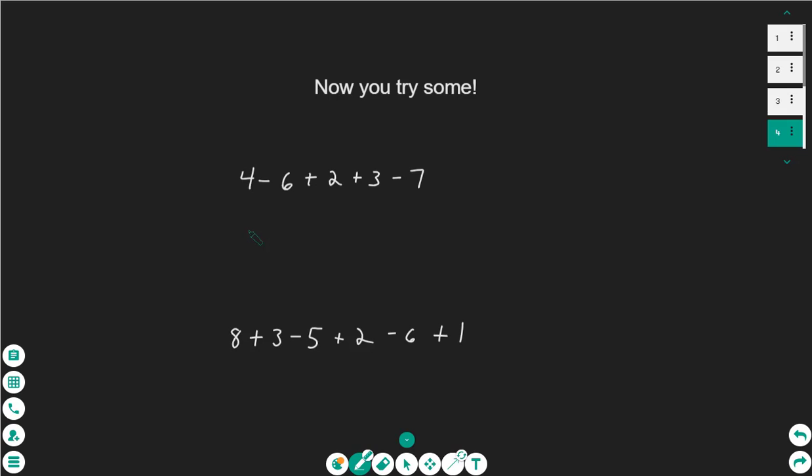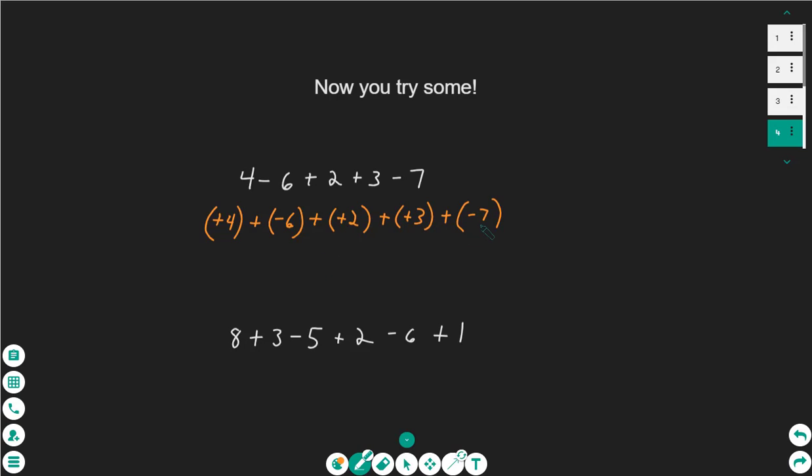So to begin with, we start by putting everything in parentheses. So we have our positive 4, and then we're adding a negative 6, and then we're adding a positive 2, and another positive 3, and then finally adding a negative 7. All right. And for this one, just to shake things up a bit, let's start on the right side and we'll go to the left.